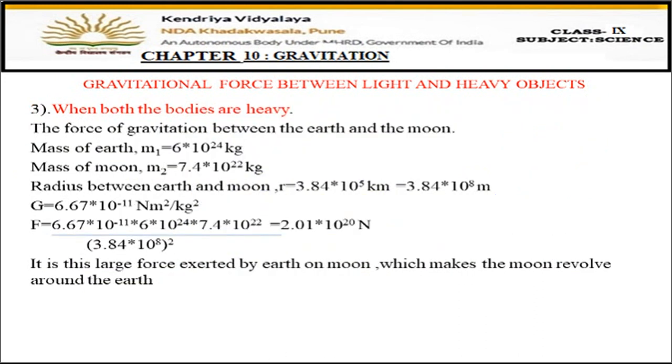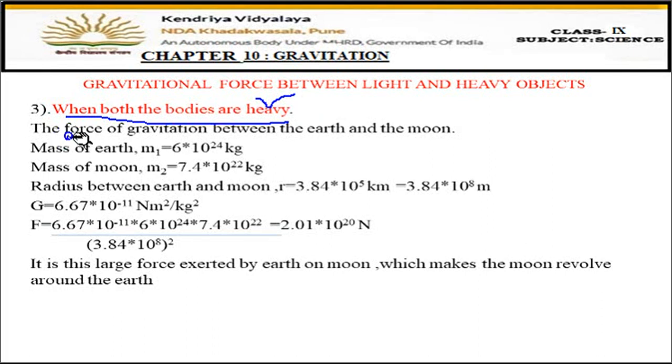Now the third case is when both the bodies are very heavy, right? In the first case, we have seen that both the bodies are very lightweight, both of 1 kg each. Then in the second case, you have seen one light body and one heavy body. The light body is of 1 kg and the heavy one is the earth. Now in the third case, both the bodies are very heavy. Then what will be the force of attraction between them?